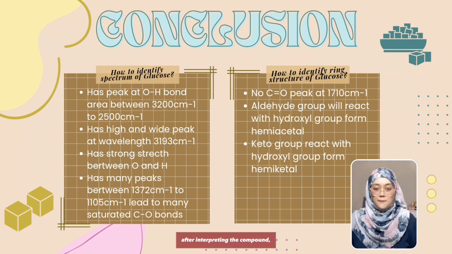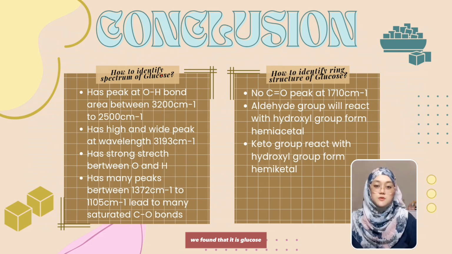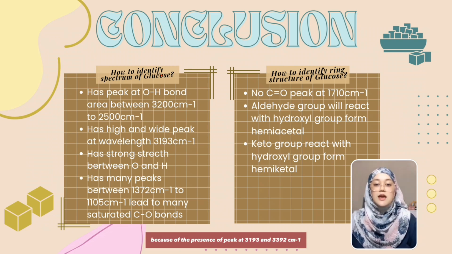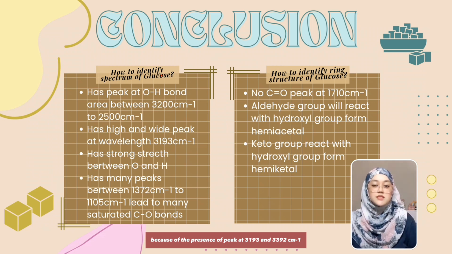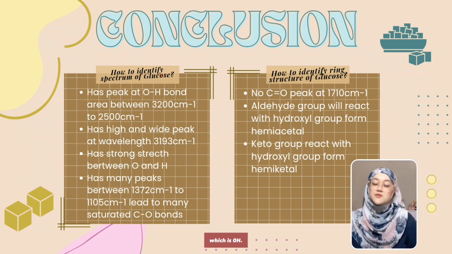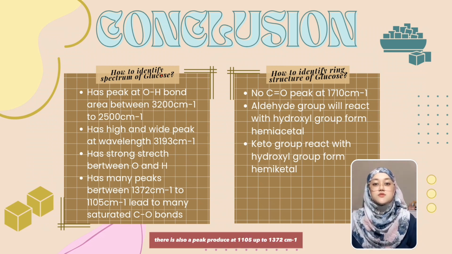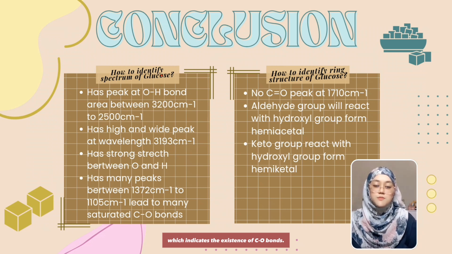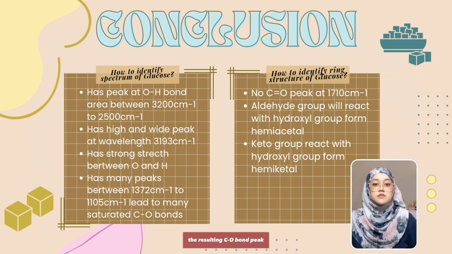After interpreting the compound, we found that it is glucose because of the presence of peaks at 3193 and 3392, which show that the analyzed compound has a hydroxyl group, which is OH. In addition, there is also a peak produced at 1105 up to 1372, which indicates the existence of a C-O bond. The resulting C-O bond peak proved that the OH bond is not from water but from the hydroxyl group.